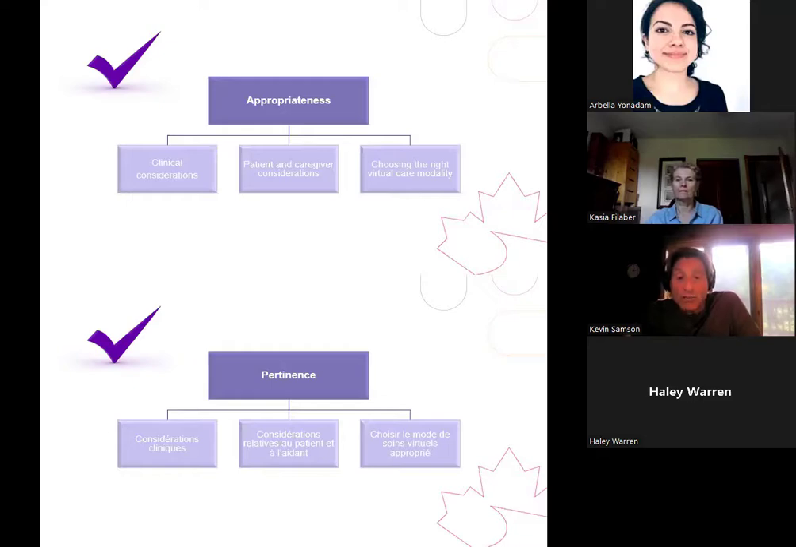And to help choose the best modality, there's a comprehensive table showing the benefits, uses, and limitations of each: phone, video, secure messaging, and remote monitoring. Next page, please.